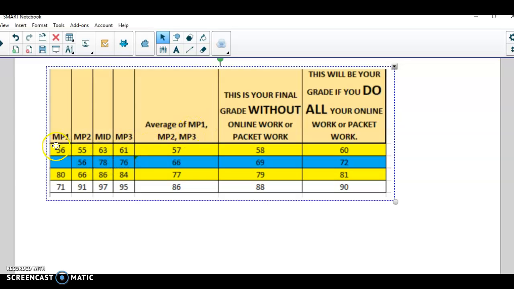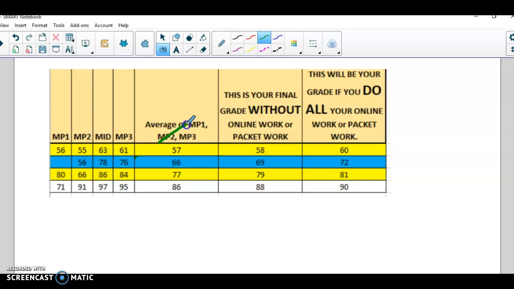So I averaged these 3 grades up, and this is their grade for marking period 4. I call that average, but really, that's your marking period 4 grade, and this is going to work for your math class and your ELA class. So your final grade without the online work would be all 3 of these added together and then divided by 5. That's if you don't do any packet work. So this particular student would not be passing if they didn't do packet work.